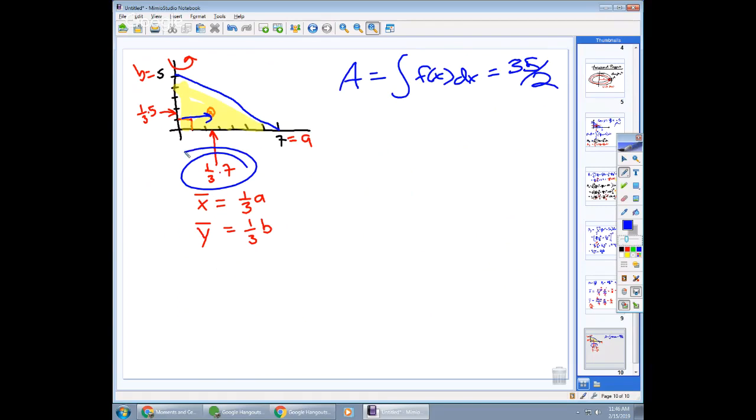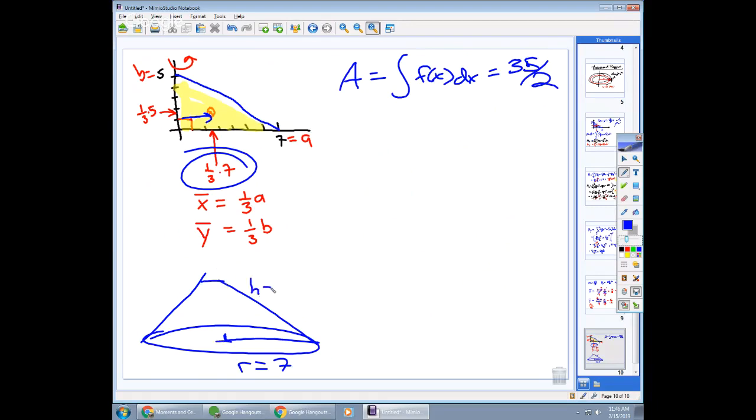When I revolve this, what kind of shape am I going to get? A cone. Yeah, I'm going to get a cone out of this. The radius of that cone is r equals 7 at the base, and the height of this cone is 5. We'll apply a cone formula in a minute, but let's apply Pappus's theorem.